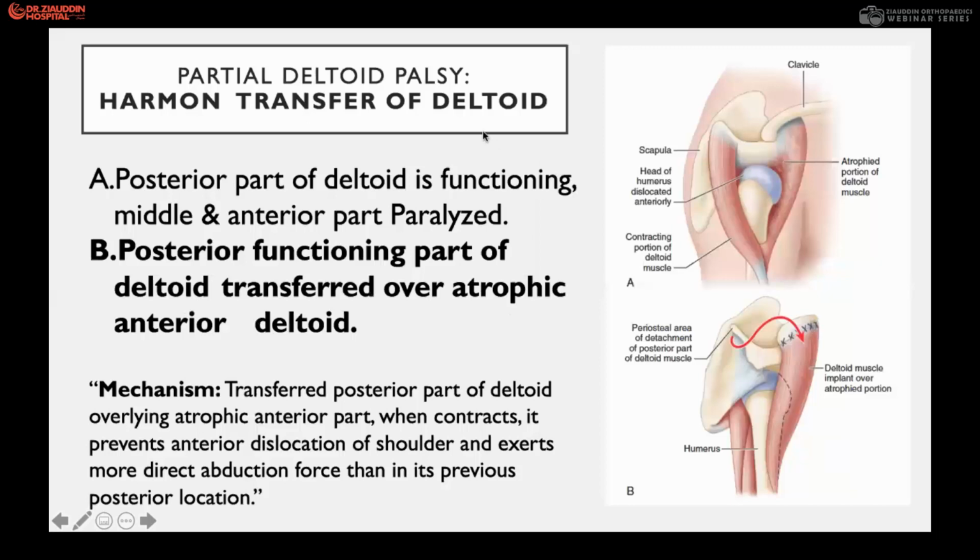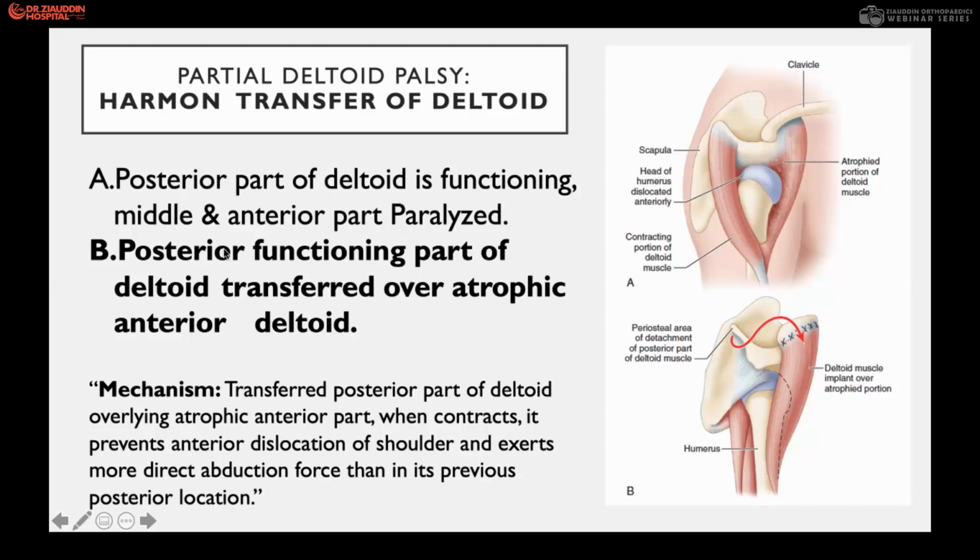Then when there is a small or partial paralysis of the deltoid, the Hoffa-type transfer is commonly used. The posterior part of the deltoid is functioning, but there is a weakness of the middle and the anterior part of the deltoid, which is paralyzed.